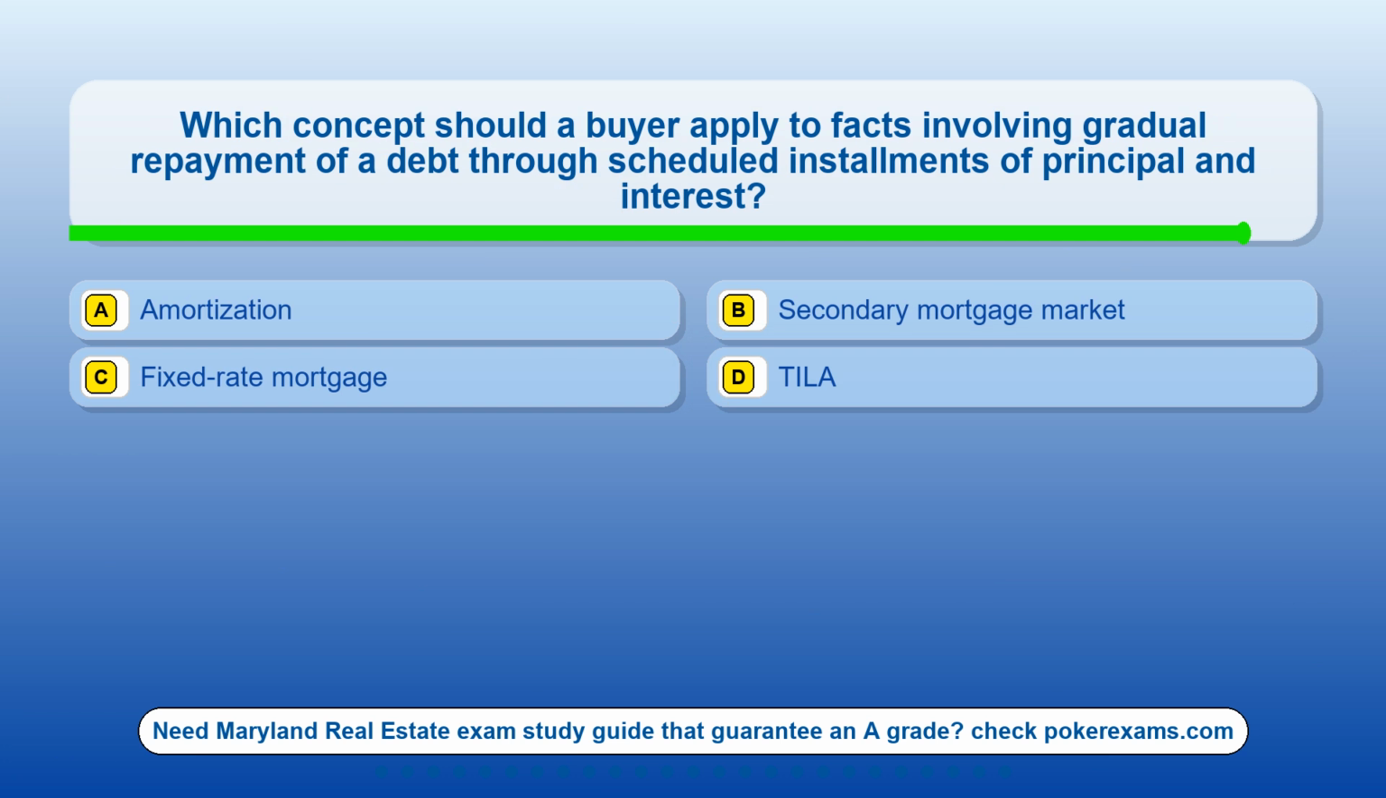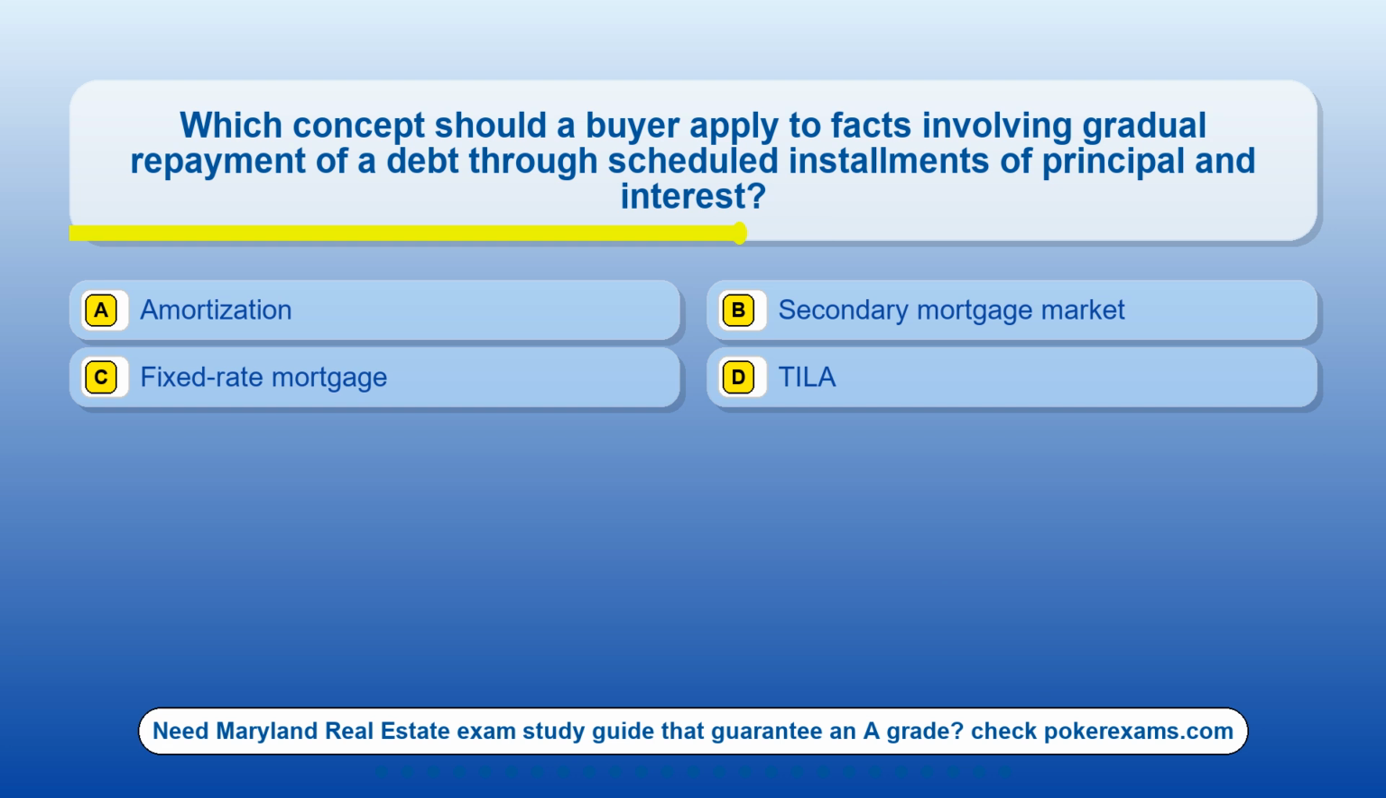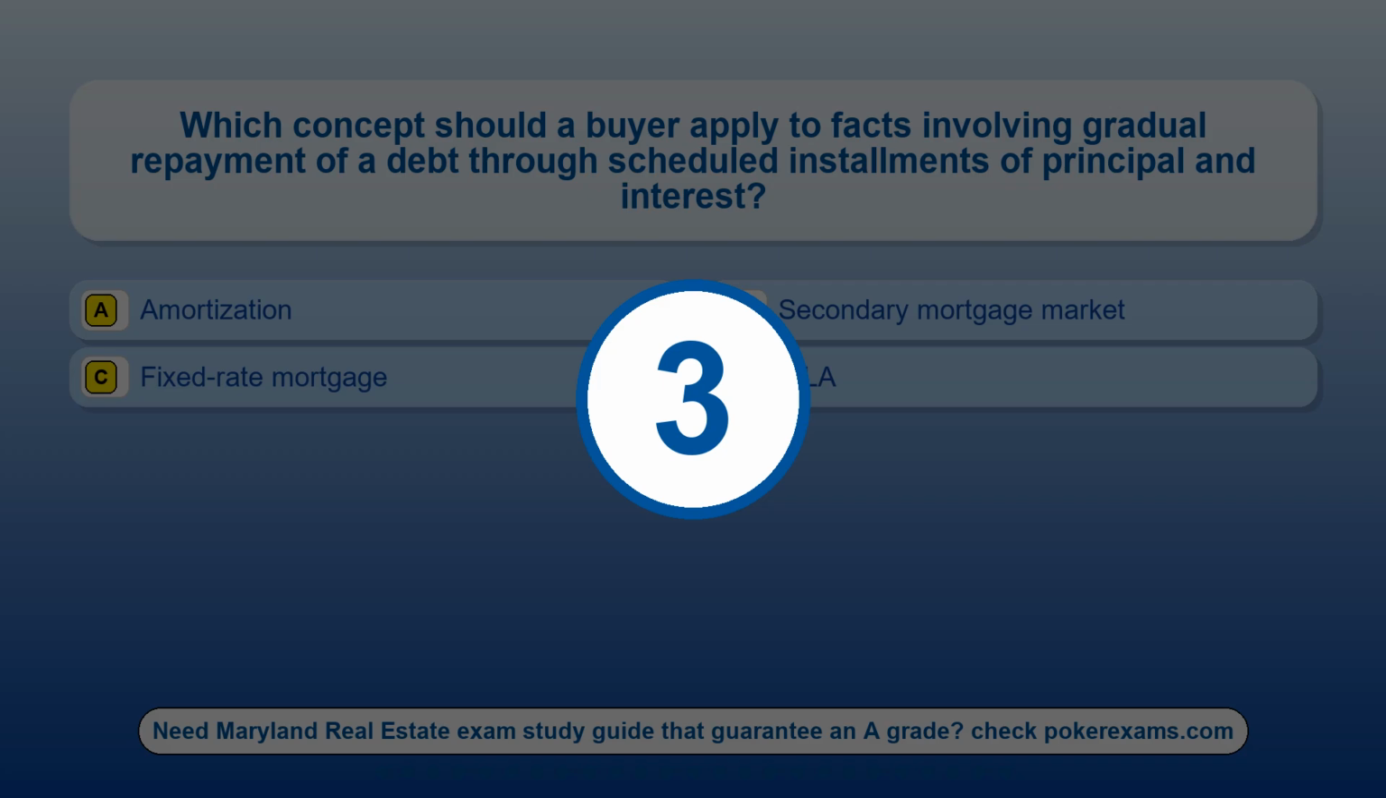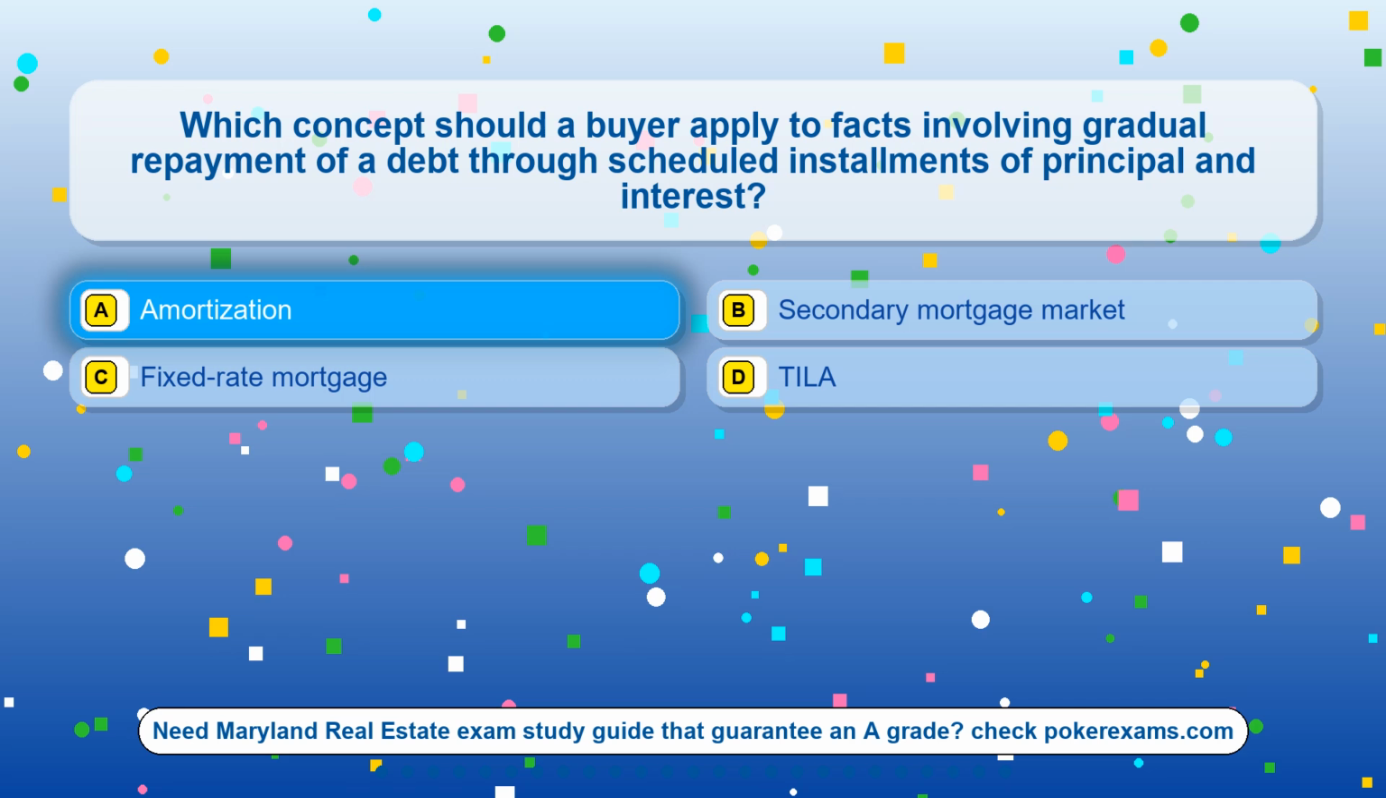Question 18. Which concept should a buyer apply to facts involving gradual repayment of a debt through scheduled installments of principal and interest? Option A, amortization. Option B, secondary mortgage market. Option C, fixed-rate mortgage. Option D, TILA. The correct answer is option A, amortization.